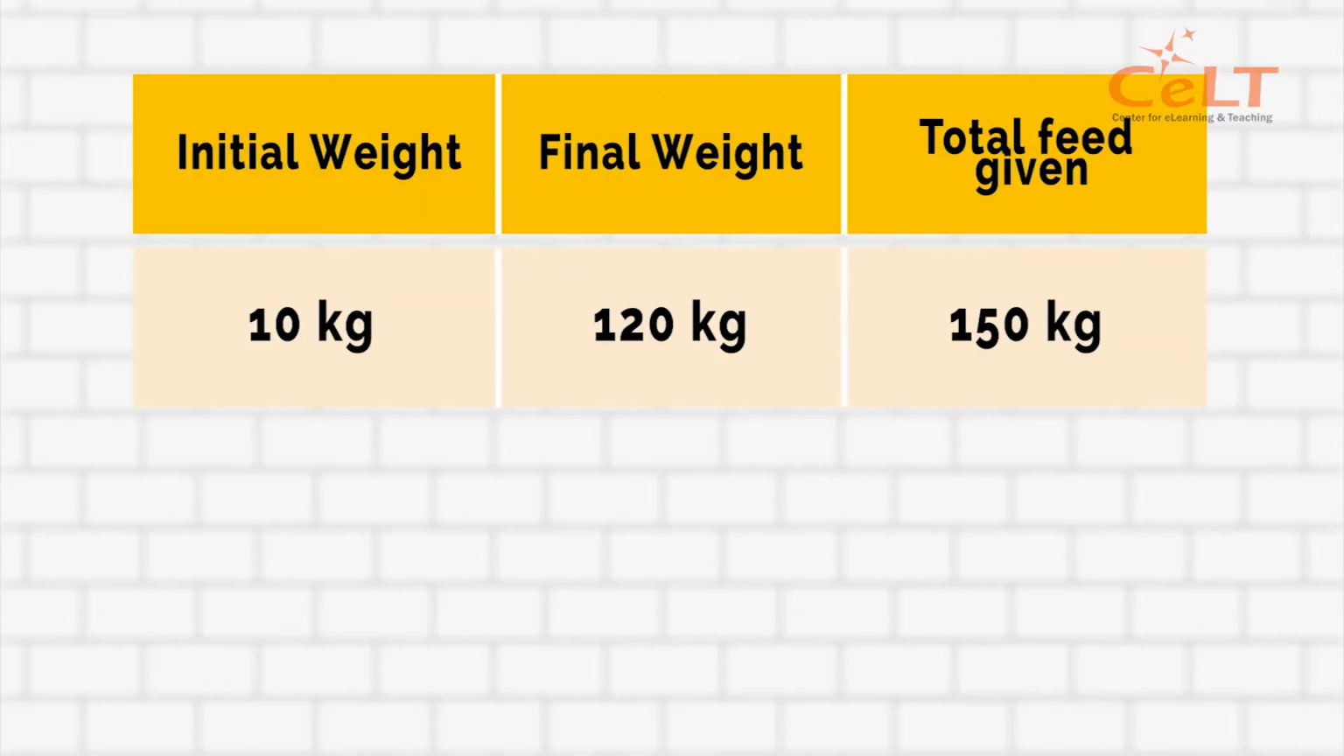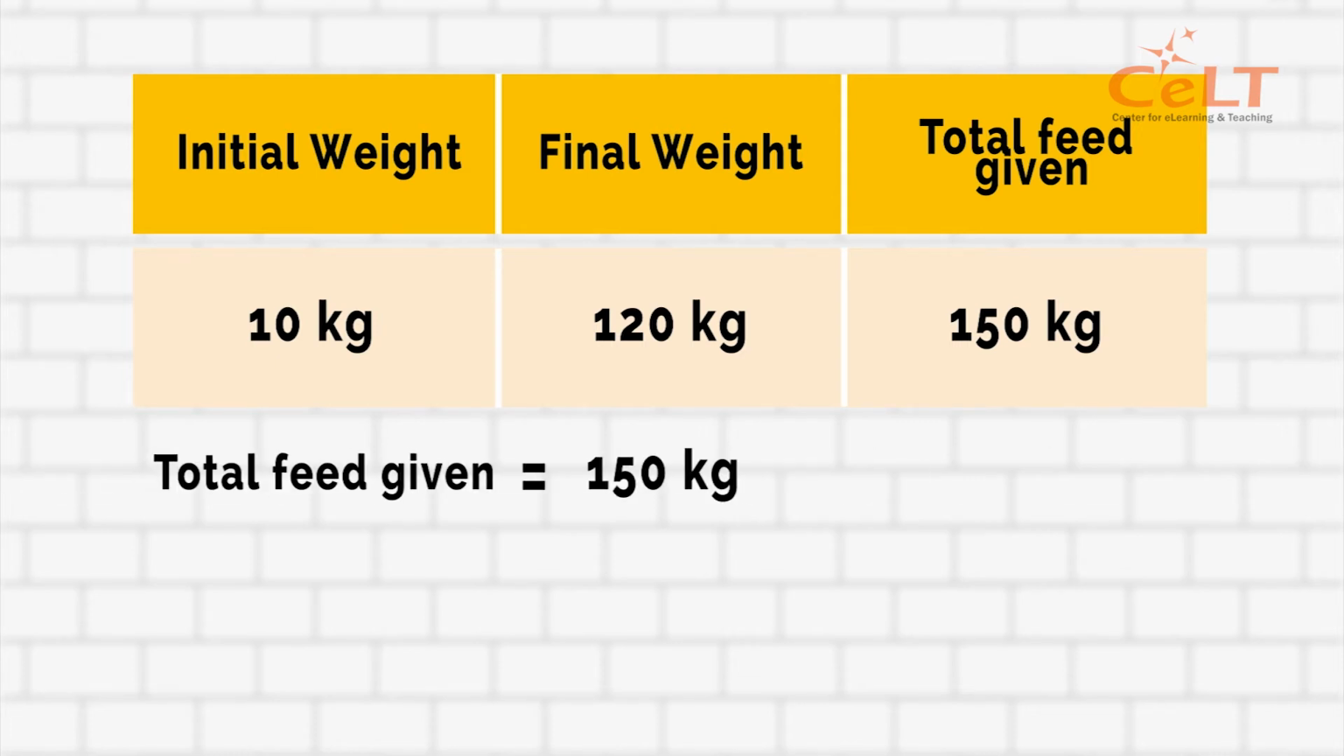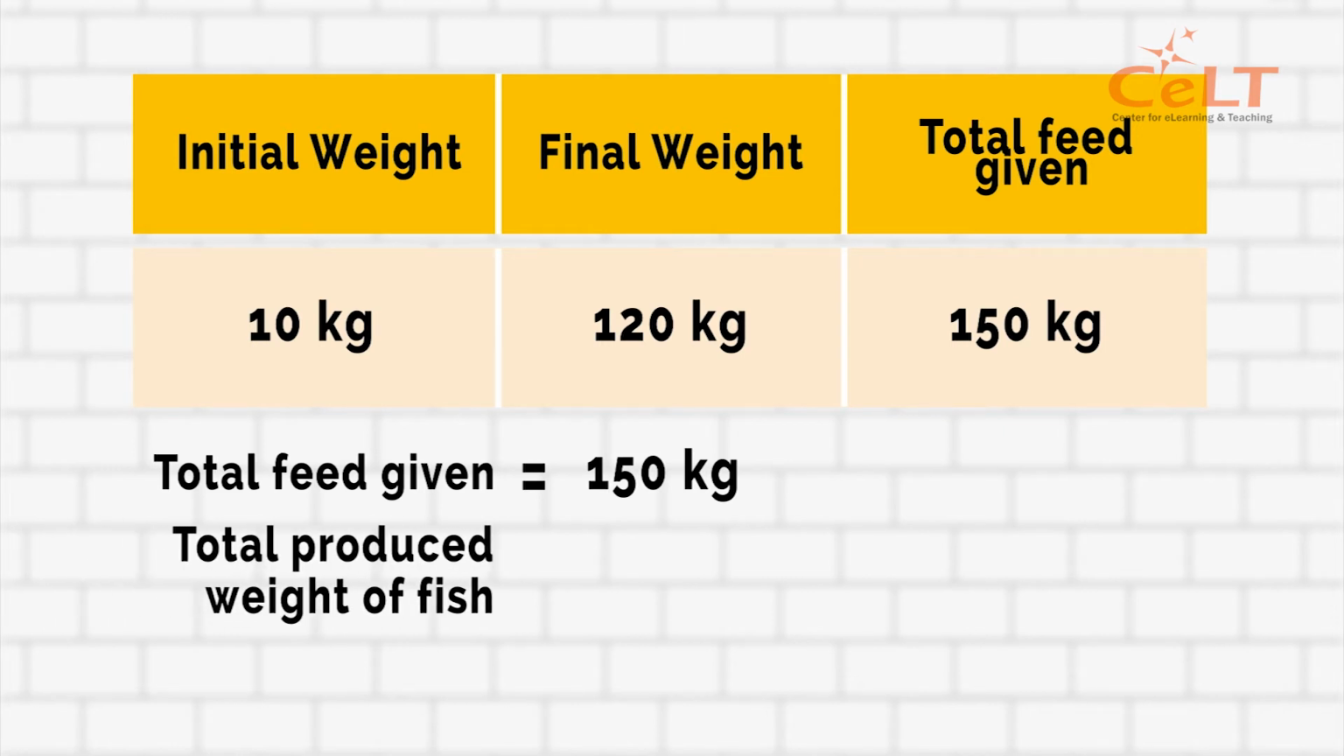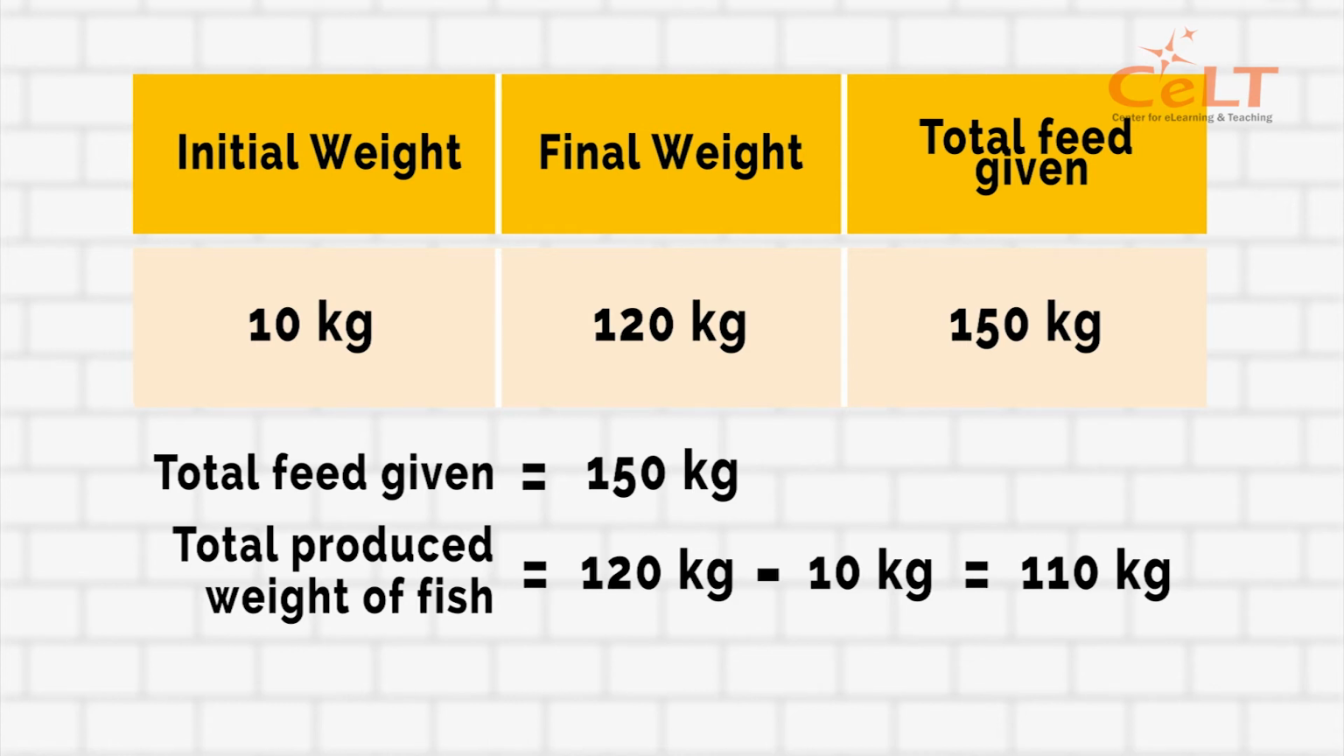fish. First of all, we have to find out the amount of feedings that have been given to the fish along the culture period. The amount of feed was 150 kilograms. Then, we have to find out the total produced weight of the fish. Let's see the final weight and initial weight. Final weight was 120 kilograms, where the initial weight was 10 kilograms. This means the weight of fish produced was 110 kilograms.